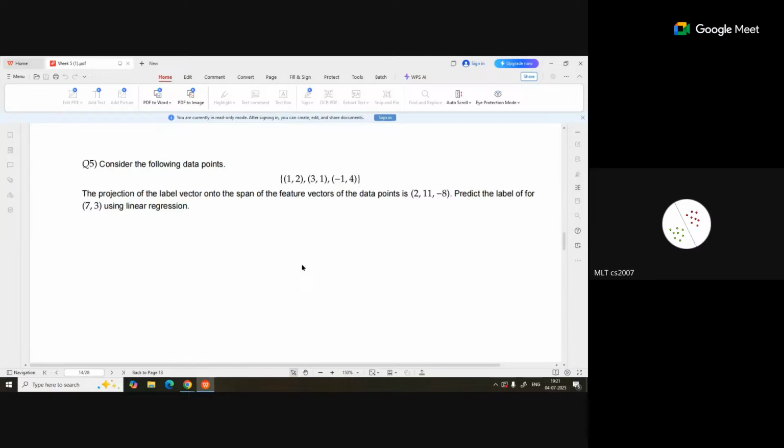And what is the formula for W star? X transpose W equal to Y. No, no. It is XX transpose. The W star will be XX transpose inverse XY, right? Yes, that is your W. Now, what is the prediction? Whatever W you have, transpose this X test, right? What is X test here? Yes, X test is 7 and 3. Now you can find it.